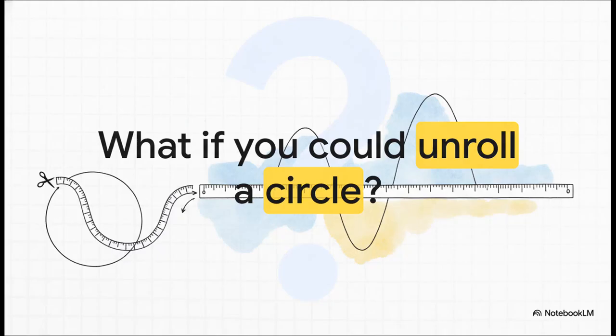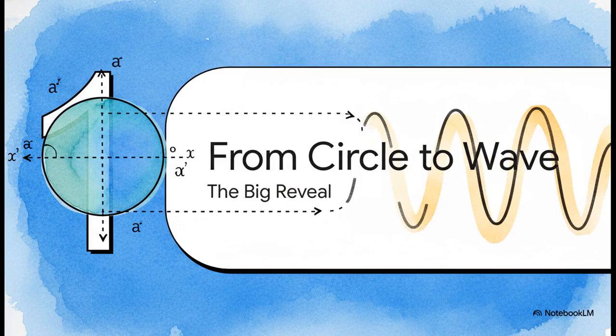Okay, so I want you to imagine something for me. What if you could actually take a circle, pick a point, make a little snip, and just lay it out flat like a piece of string? What kind of shape would you get? It sounds like a simple question, but the answer is the key to, well, pretty much everything we're about to cover. All right, let's dive right in.